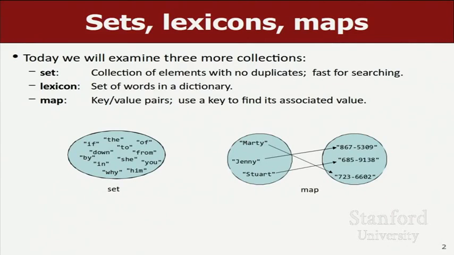So here we go. A set is a collection that doesn't have any duplicates. Sets are usually fast to add, remove, and search. Those are the core operations. A lexicon is kind of like a set, but it's a particular usage. It's storing words of a dictionary or language.